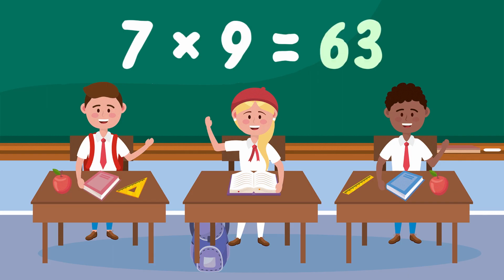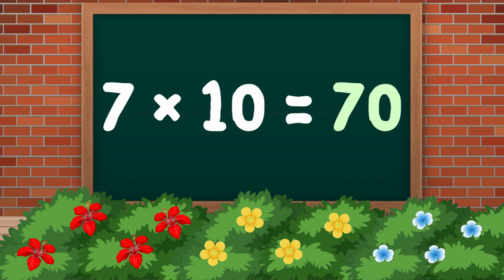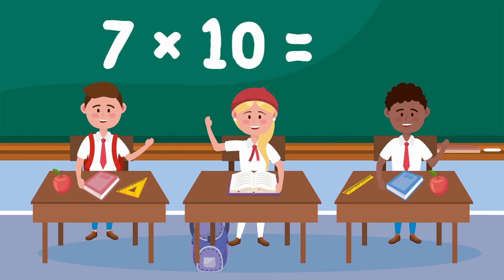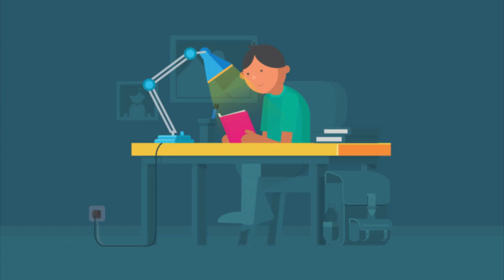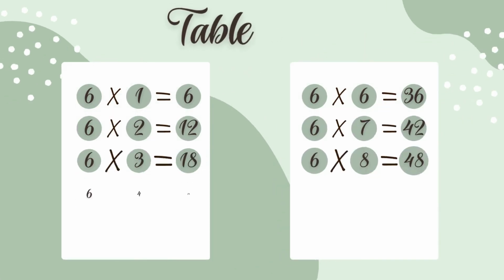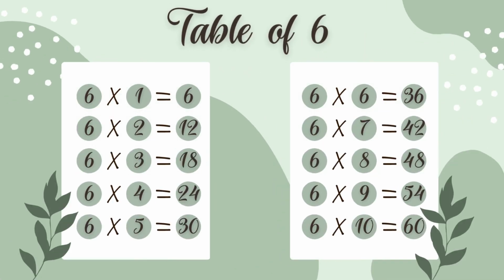7 nines are 63. 7 tens are 70. Now let's repeat it again. Let's start with table of 6.